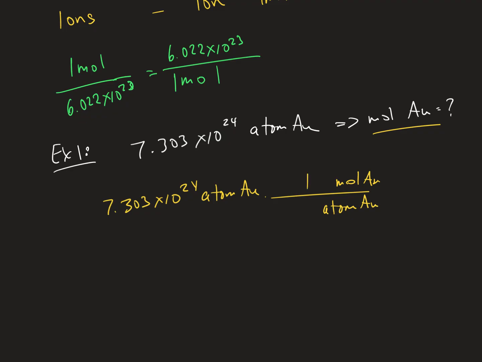If we have 1 mole of anything, we have 6.022 times 10 to the 23 particles of that thing. Are we good? That goes away. That's what we're looking for, so we can stop converting. We divide, and we get 12.13 atoms of gold. Not atoms, sorry. Moles of gold.